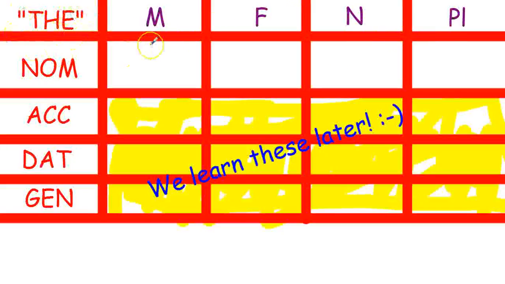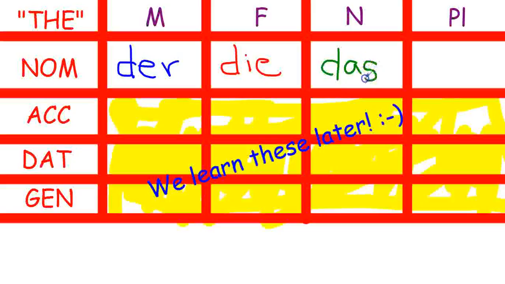the chart, aka the definite article chart, is der, I'm going to try to color code this here, der, die, das, and since this has no gender, it's just plural die. So der, die, das, die. Repeat. Der, die, das, die. So the in English. Not a very exciting chart, but that's what we have so far.